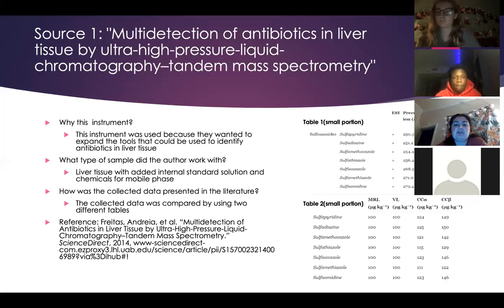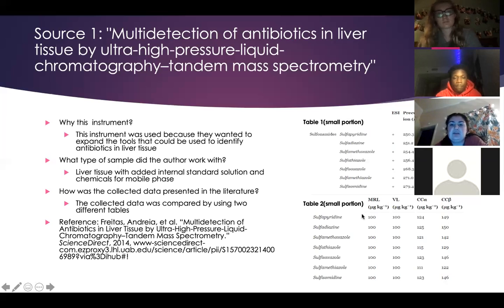There were also chemicals for the mobile phase added to the sample. Some of them include methanol, hexane, and formic acid. How was the collected data presented in the literature? The collected data was compared by using 2 different tables seen here.